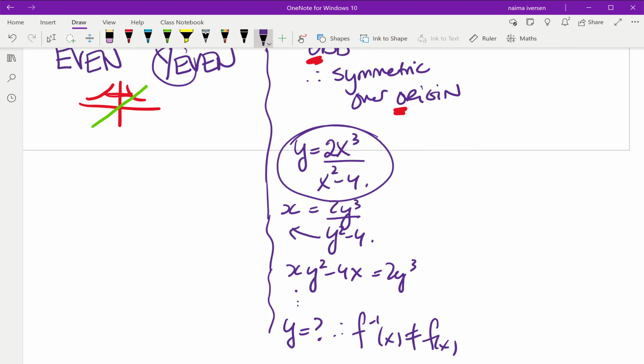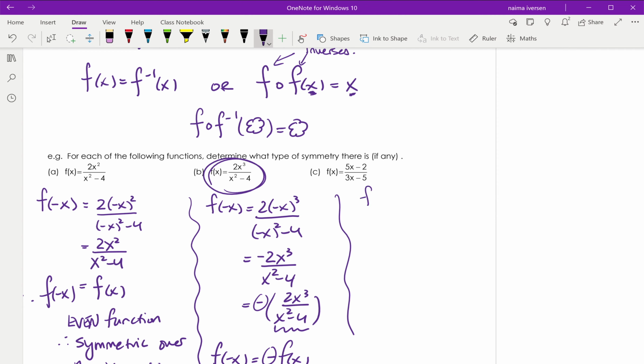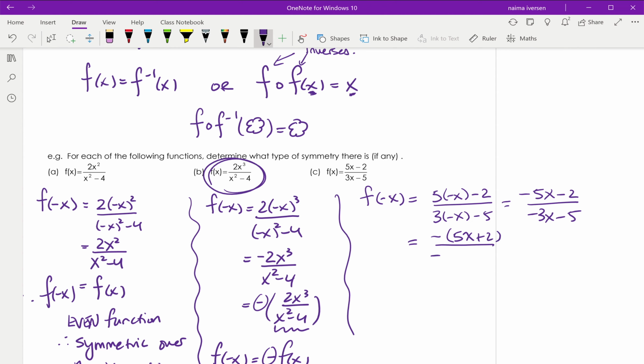Okay, so now with our last one, I'm going to check f of negative x. So I'm going to get 5 times negative x minus 2 over 3 times negative x minus 5. So that's negative 5x minus 2 over negative 3x minus 5. That doesn't look like the original, but it's close. Maybe if I factor out a negative, 5x plus 2 on top, and 3x plus 5 on the bottom, negatives cancel, and we're going to get 5x plus 2 over 3x plus 5.